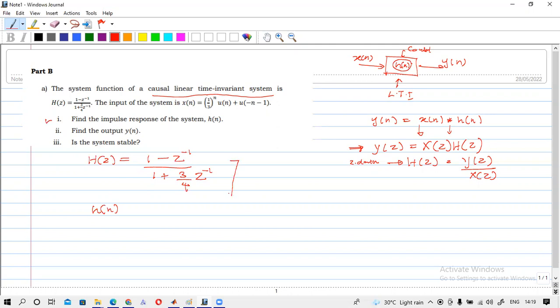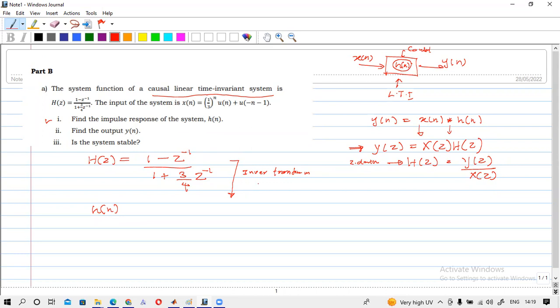If you have that idea, you will get some marks. To find h[n], you should take the inverse transform of this one, and then some marks will be added to you. Then the problem is how to find the inverse transform.